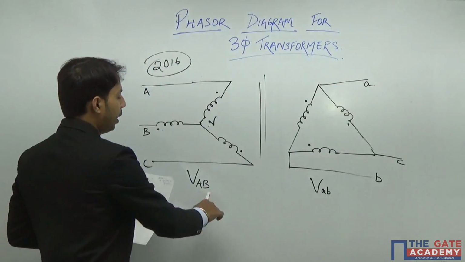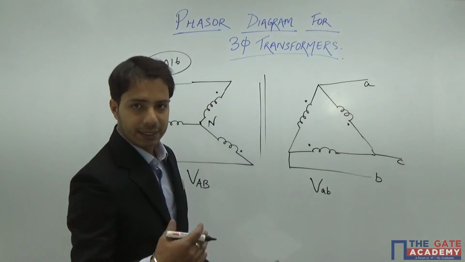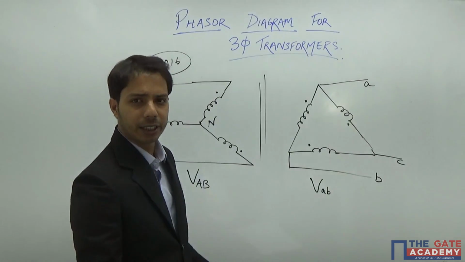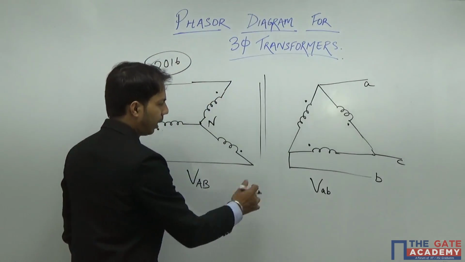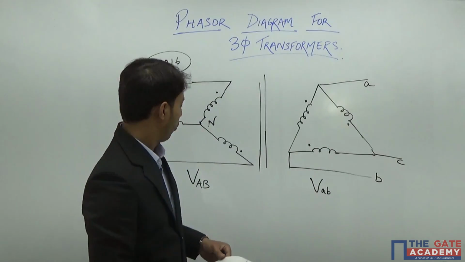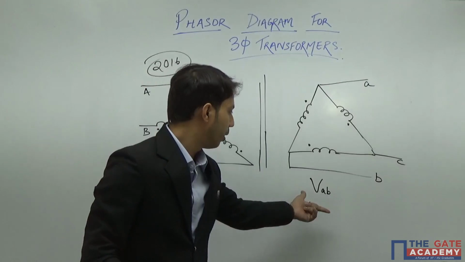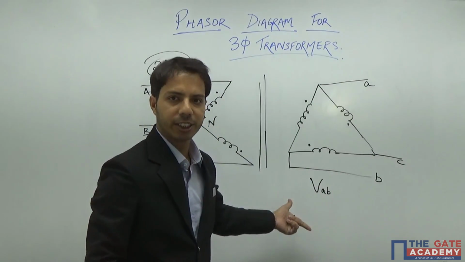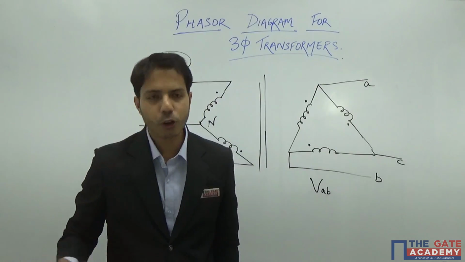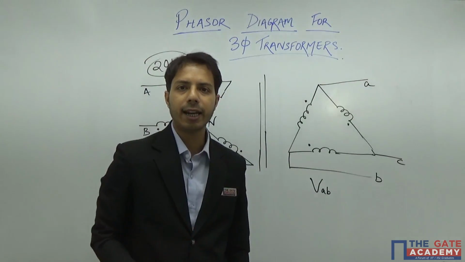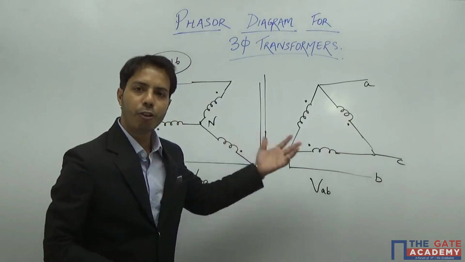Now the options are: V capital A capital B leads V small a small b by 60 degree, or leads by 30 degree, or lags by 30 degree, or lags by 60 degree. So there are four options. Actually, the question is, you need to find out the phasor relationship of the primary line voltage and secondary line voltage. So that is the question exactly. Another thing is how to do that. So before I go to the solution of this, let us understand how these connections are derived. Okay, so let us understand the connection first, then we will solve this particular question.